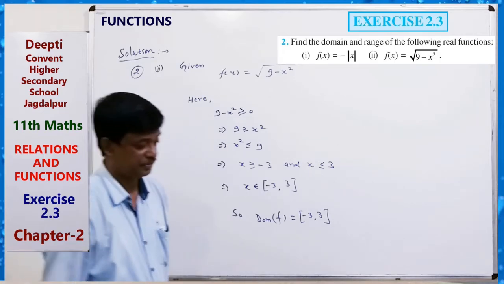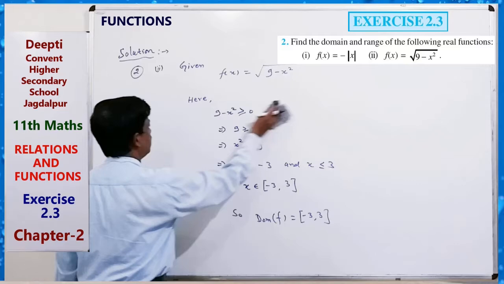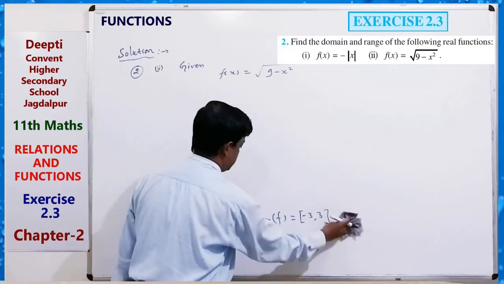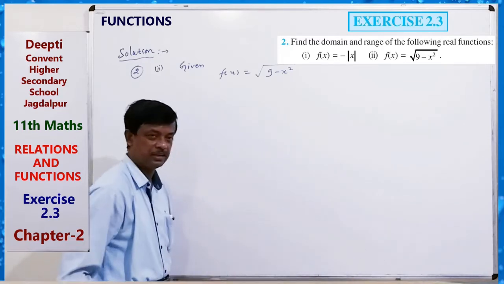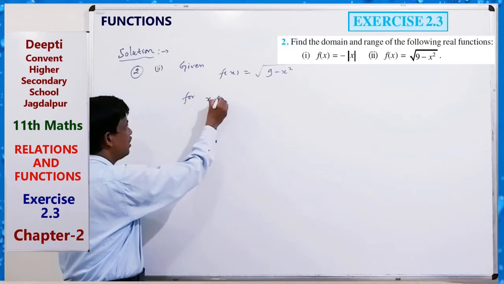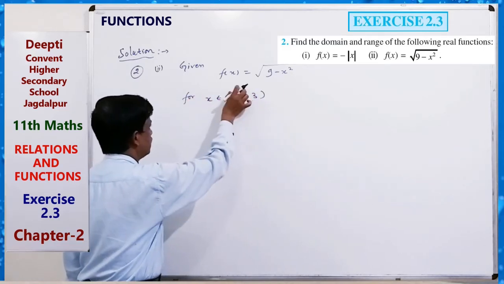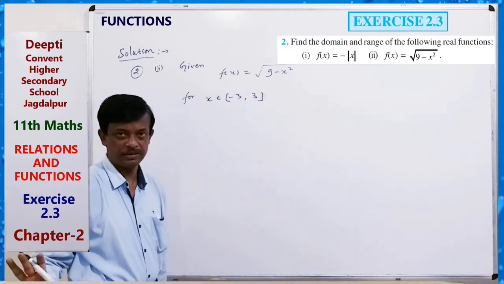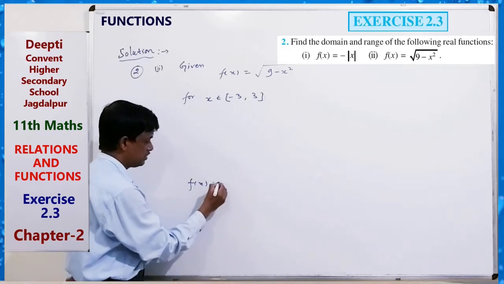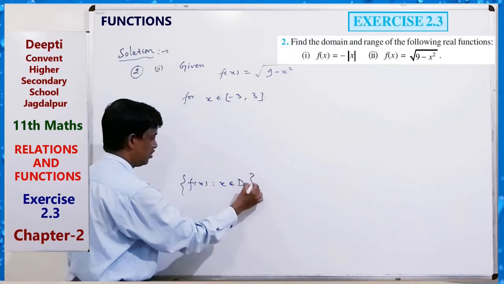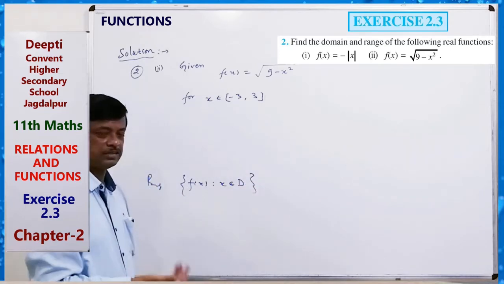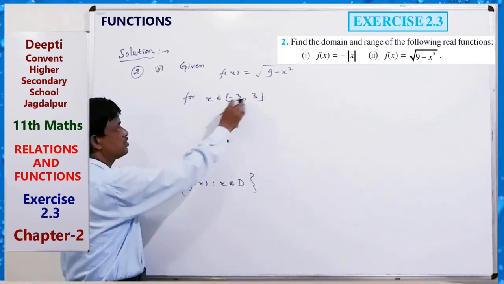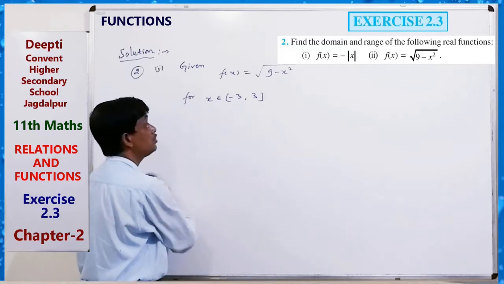Okay, now range. For range, how can you find it? The domain is minus 3 to 3. Because we know the range, what is the range? It is f(x) such that x belongs to the domain D. This is the range of the function. So range equals f(x) such that x belongs to D, meaning x belongs to minus 3 to 3.